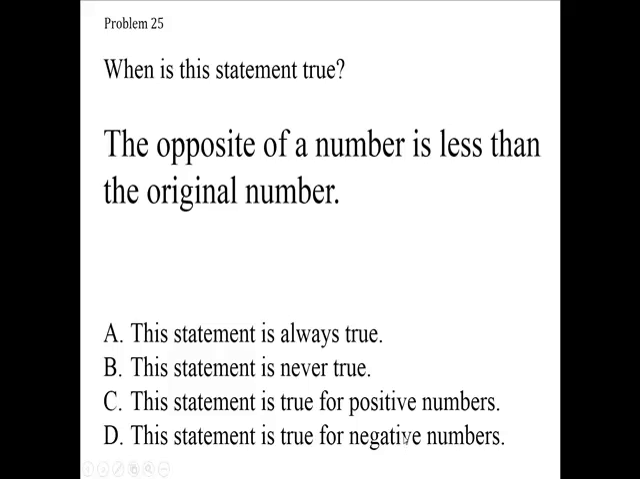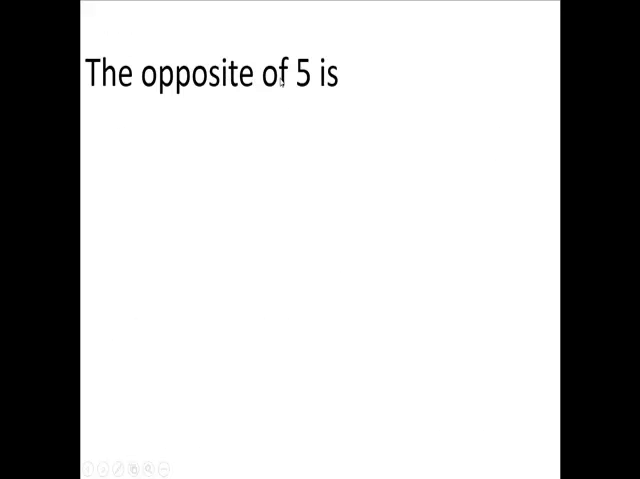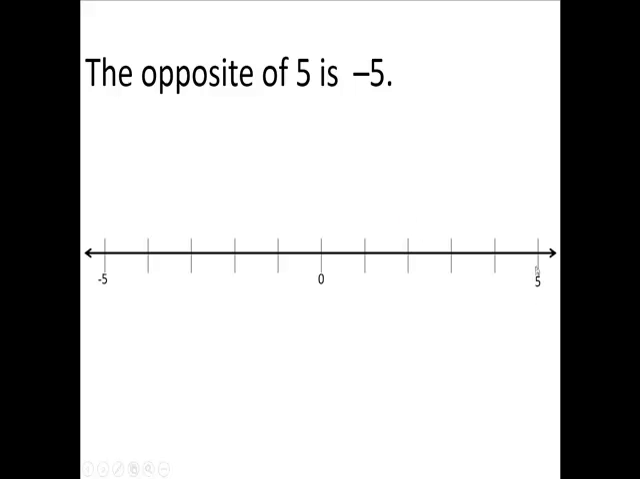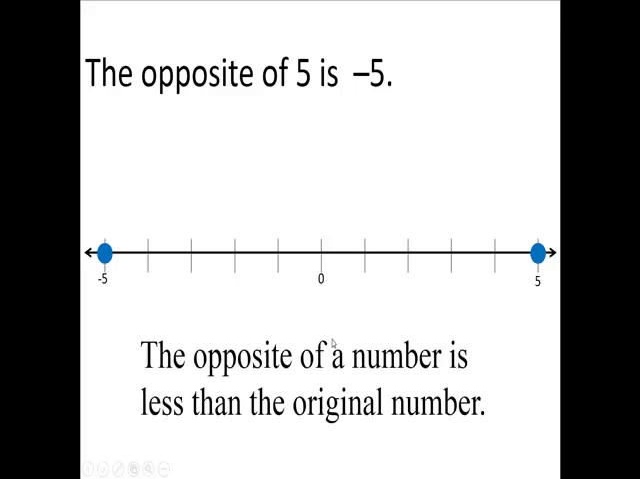Okay, when the original is positive, is it true? When the original is negative, is it true? All right, so let's find the opposite of a positive number first. What's the opposite of 5? It's -5. Now, what are we talking about? The opposites. If you have a number like 5, the opposite of that belongs way over here at -5. So what was our statement? The opposite is less than the original number.